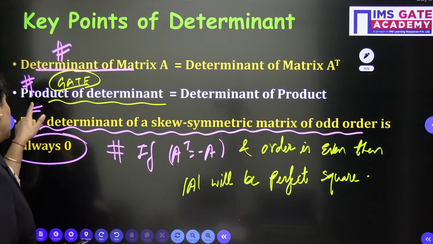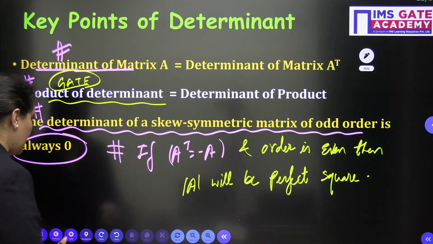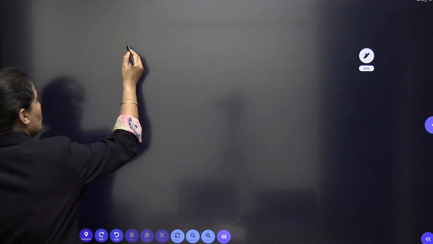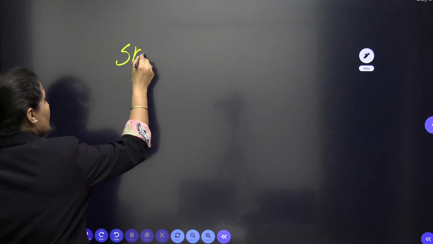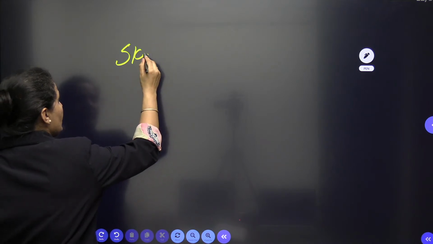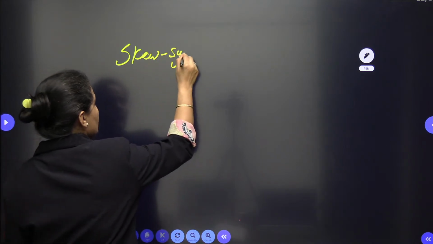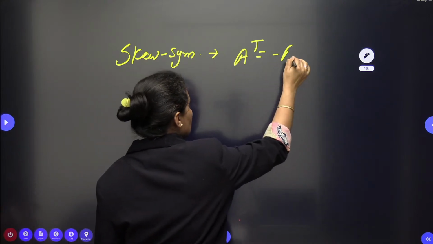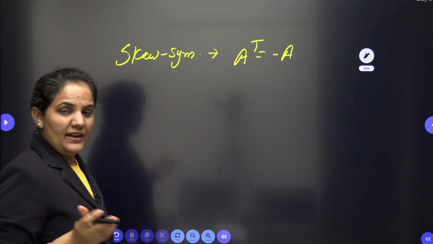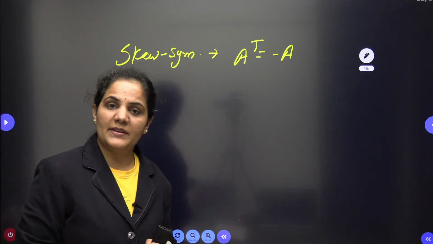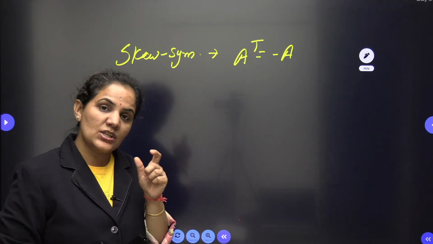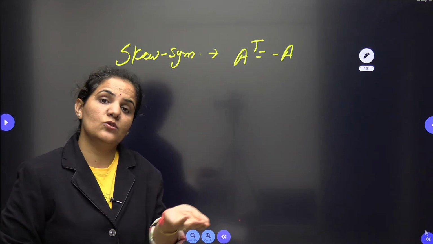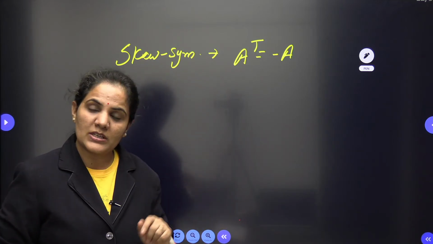If we are having a matrix which is a skew symmetric matrix, let's take an example. Do you know about the skew symmetric? A skew symmetric matrix is one where the transpose of the matrix is equal to minus A. If A transpose is equal to A, that is called the symmetric matrix. If for any square matrix A transpose is equal to minus A, that is called the skew symmetric matrix.